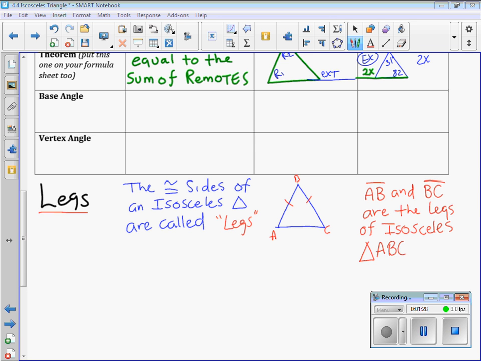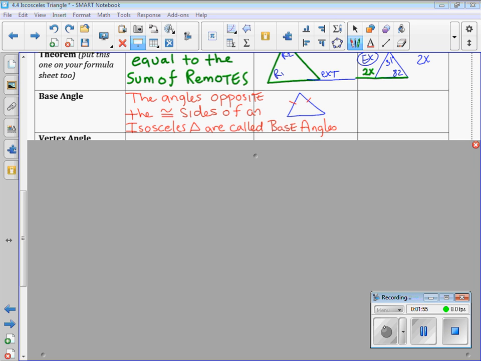So by definition, the congruent sides of an isosceles triangle are called legs. And so if you look at the blue triangle there, two sides are marked congruent, and those are the legs there. Okay, so we would write that segment AB and segment BC are the legs of an isosceles triangle. All right, let's do the two that we missed already.